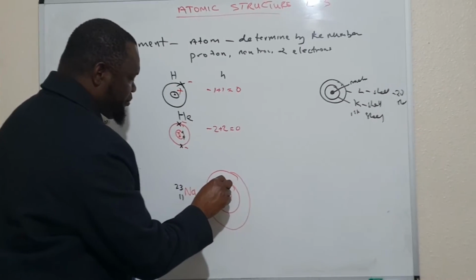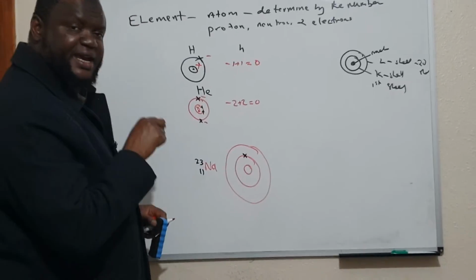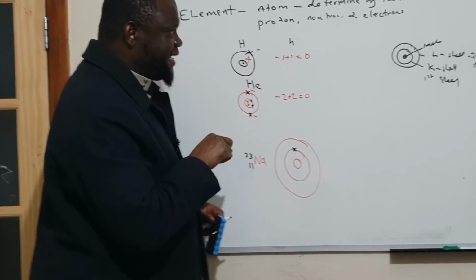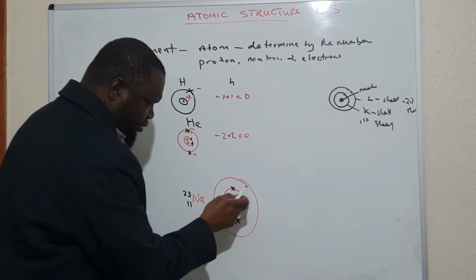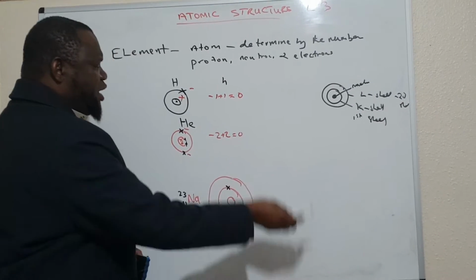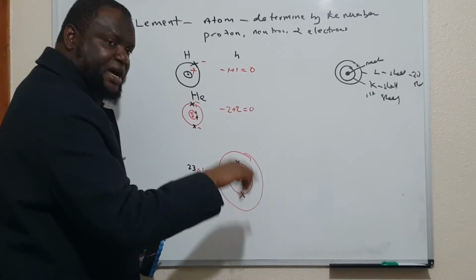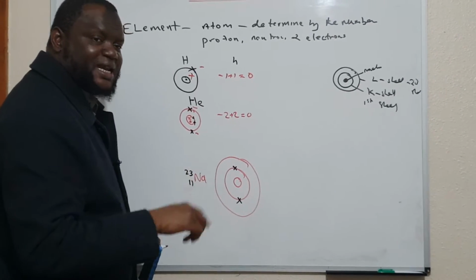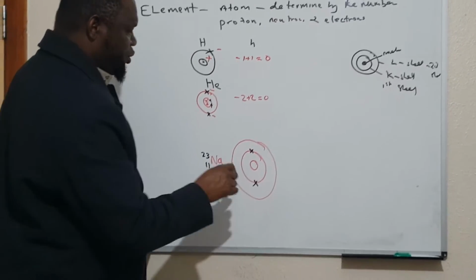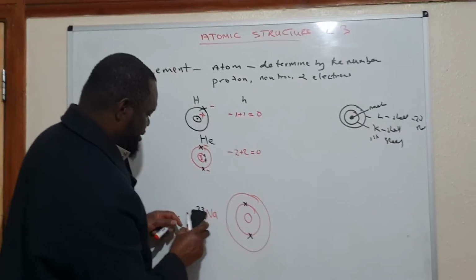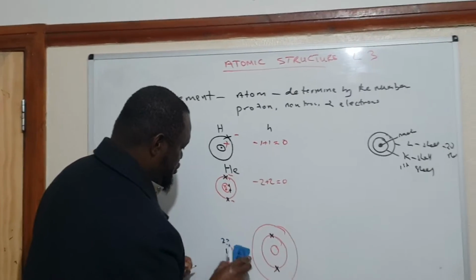But how many electrons do we have? Remember, yesterday we said the innermost shell, which is the K shell, can take only 2 electrons. So you cannot put 8 here. After that, all the other shells can contain 8 electrons, not more. So we look at this. Let me bring this sodium here.